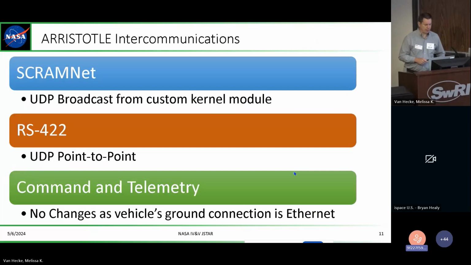Like I mentioned, in an all-software environment you can't use ScramNet because that's a hardware protocol. So we've made mods to the Linux kernel in each of those virtual machines, and we do that as a UDP broadcast. Any of the 422 data is just UDP point to point, and as I mentioned, command and telemetry is Ethernet, so that was pretty easy to get working.